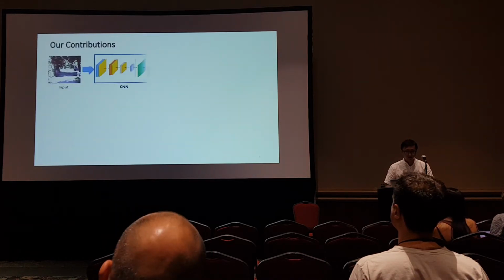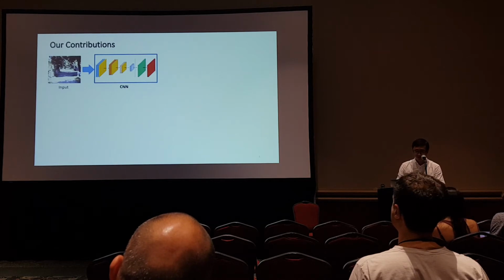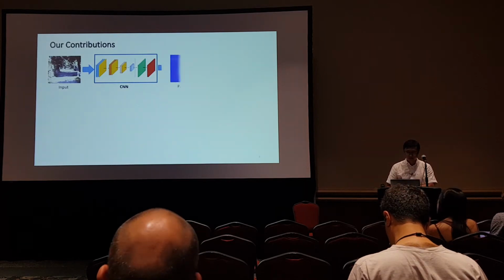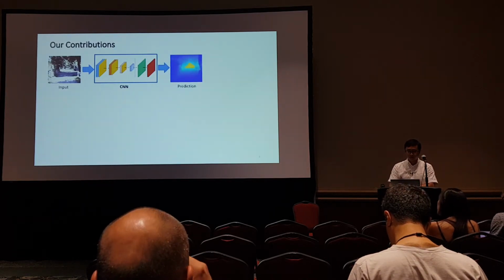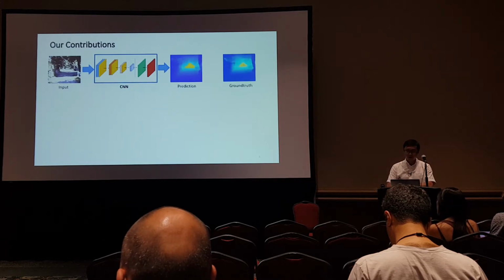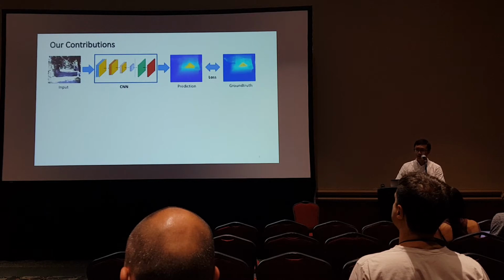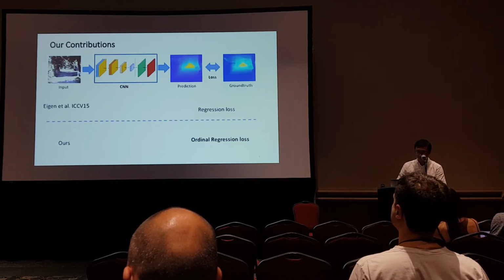Here's a typical pipeline for the deep learning methods. Given an input, we first feed it to a convolutional neural network, and then we get the prediction map. After obtaining the prediction map, we compare it with the ground truth using a specific loss function, and we can propagate the error to update the network parameters. There are two fundamental elements in this pipeline.